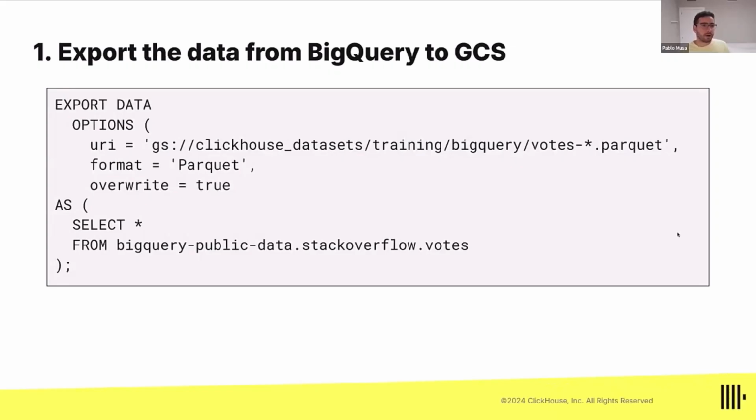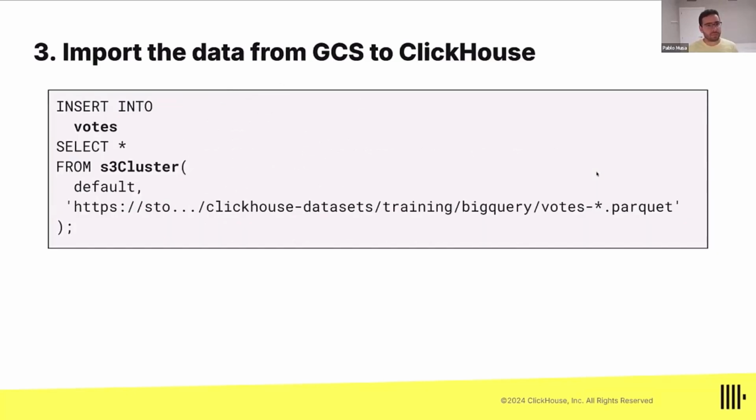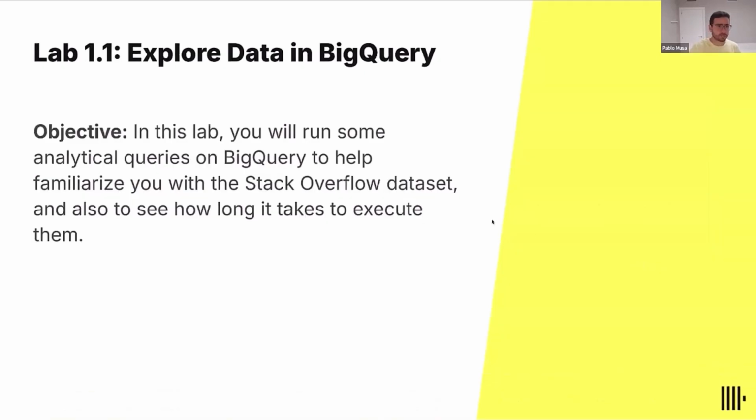Okay? All right, loading data from BigQuery, I showed you that. You export the data, you create a table in ClickHouse, you import the data from GCS to ClickHouse. That's the simplest and fastest way to just get the data without using any ETL tool or doing synchronization. Okay, so it's time for a lab.